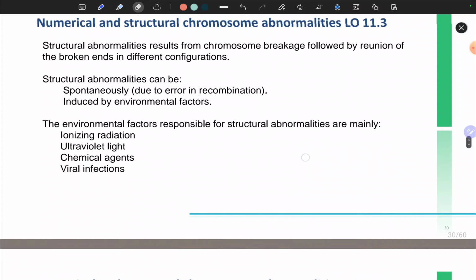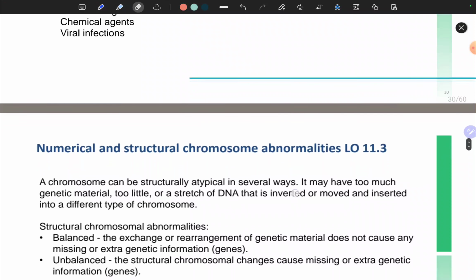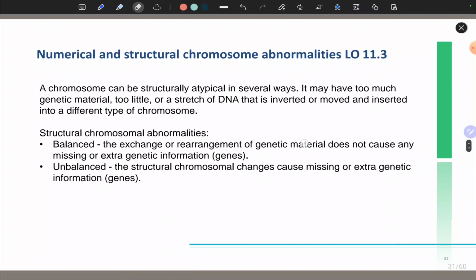Now, the chromosome can be structurally atypical in several ways. It may have too much genetic material or too little, or a stretch of DNA that is inverted or removed and inserted into a different type of chromosome. So these are the problems. Too much, too less, or the position will be changed.